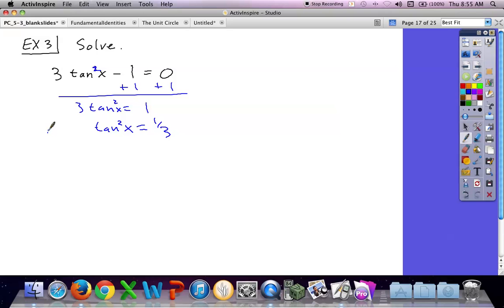Right, now you have to take the square root, right? Because it's squared. So when you take the square root, you have to say that the tangent of x equals plus or minus the square root of 1/3. Right? And that we could rationalize, that's like 1 over the square root of 3. So that is tan x equals plus or minus the square root of 3 over 3.